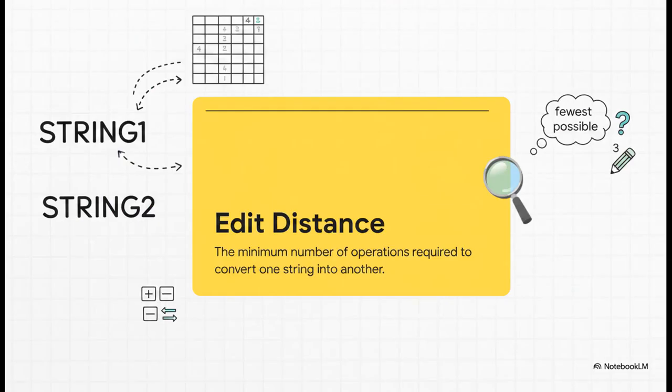And this idea has a formal name. It's called edit distance. It's defined as the absolute minimum number of operations it takes to transform one string into another. We're not looking for just any path. We're looking for the shortest path. Our whole goal is to find that one single number.